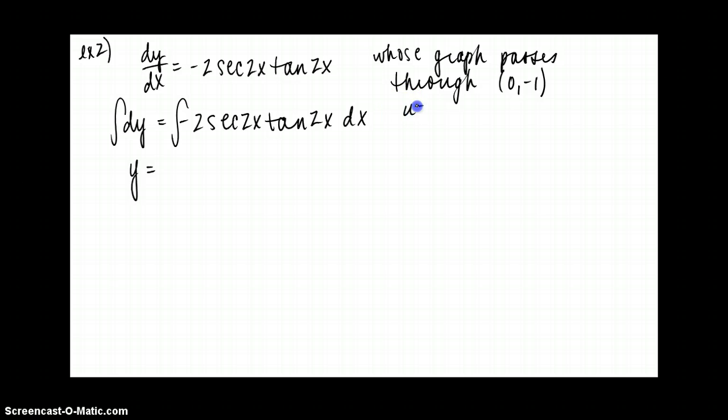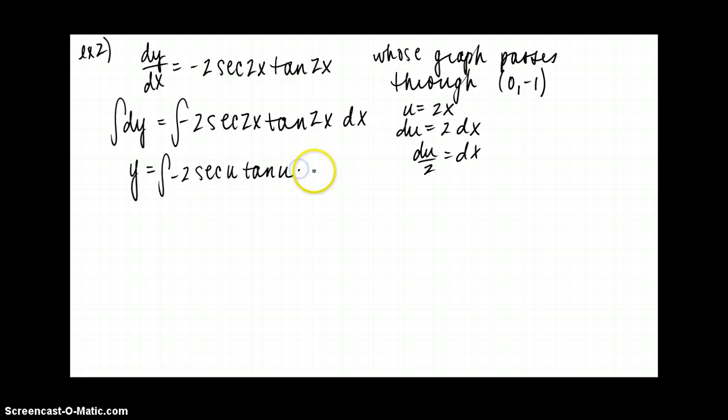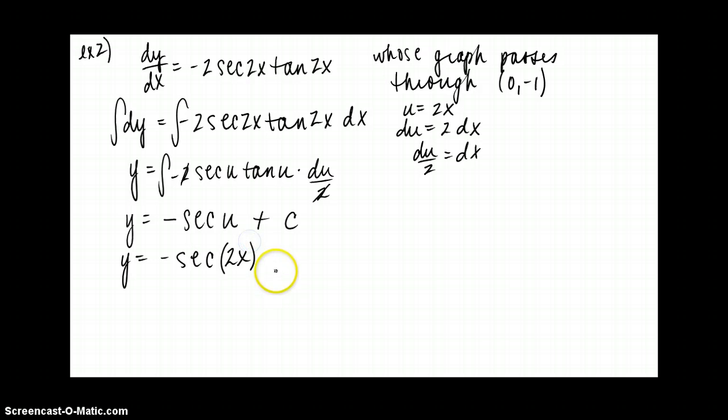Our u substitution, we looked at one of these in class. U is 2x, which makes du 2dx. So we have the antiderivative of negative 2, secant of u, tan of u. Dx is du over 2. The 2's cancel. The antiderivative of secant u tangent u is secant of u plus c because it's indefinite. Now the u, replace that to be in terms of x again, plus c, and now we use our initial condition. So y is negative 1 when x is 0.